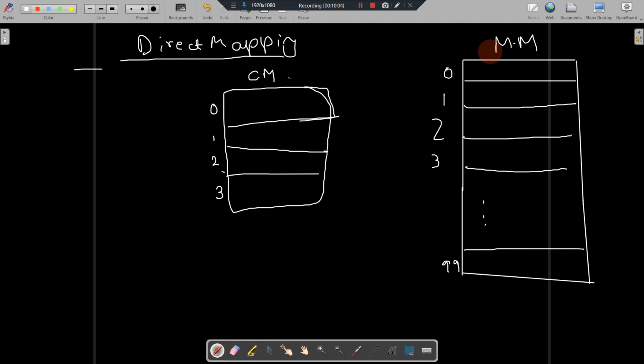Let us talk about the block size a little bit later. These are the main memory blocks, and each main memory block will contain a certain number of bytes. We will see that a little bit later. First, try to identify the pattern of the mapping.